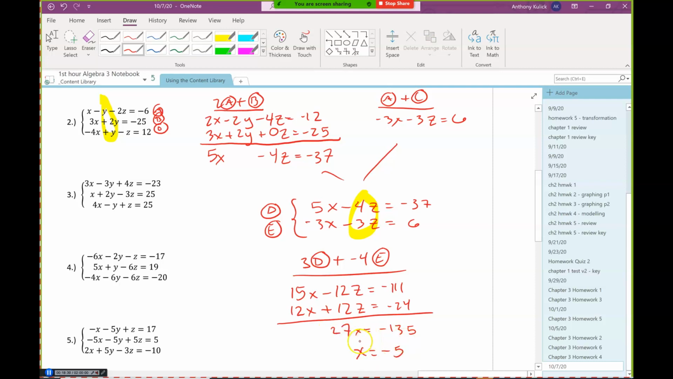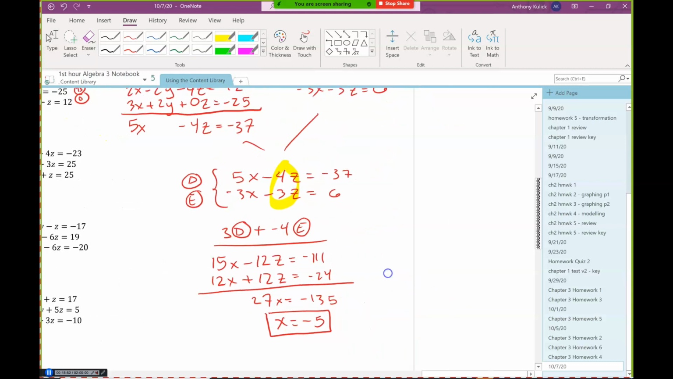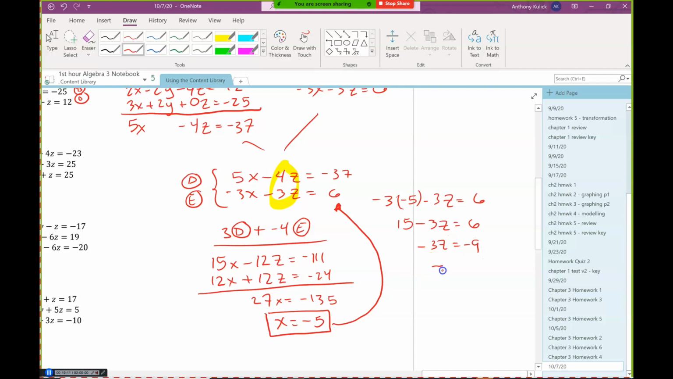So when I divide both sides by 27, I get x equals negative 5. And now we'll just substitute this back into either d or e to find z. For the sake of argument, let's plug it into e. The numbers are a little bit smaller, so that would be my choice. So that gives me z equals 3.